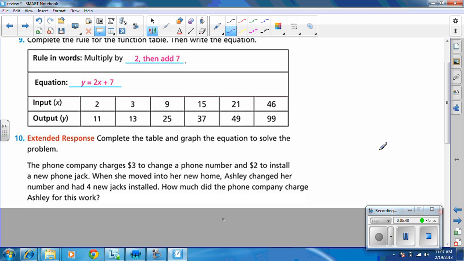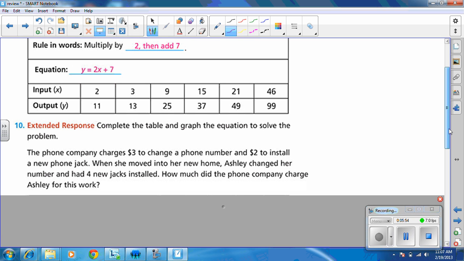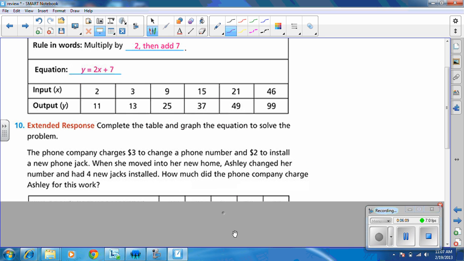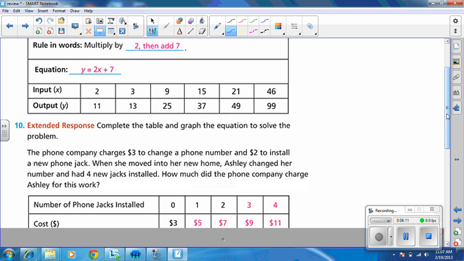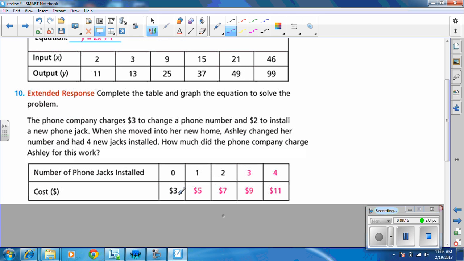Here's our extended response, and I know these ones typically are challenging for you guys, so think about how you can solve them. The phone company charges $3 to change a phone number, so flat fee, and $2 to install a new phone jack. When she moved to her new home, Ashley changed her number and had 4 jacks installed. So when she changes her number, it costs $3, and each jack costs $2. How much did the phone company charge her for this work? There's that flat fee of $3, even if they don't have to install anything, okay? For each phone jack, it's going to be a $2 charge.